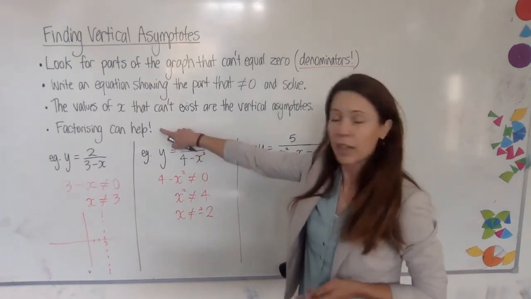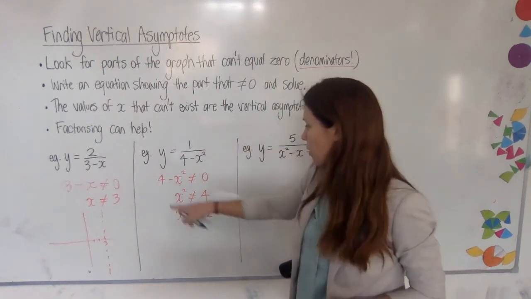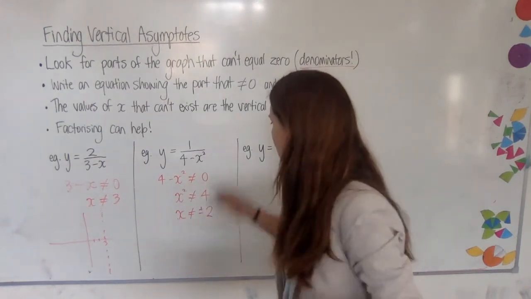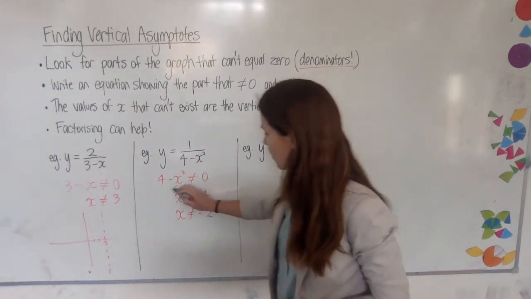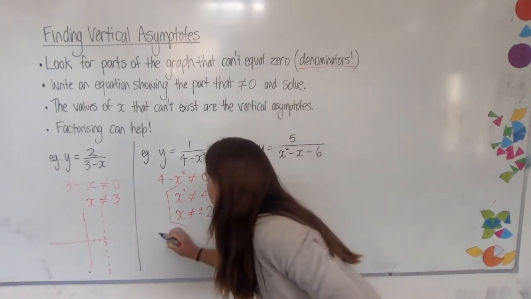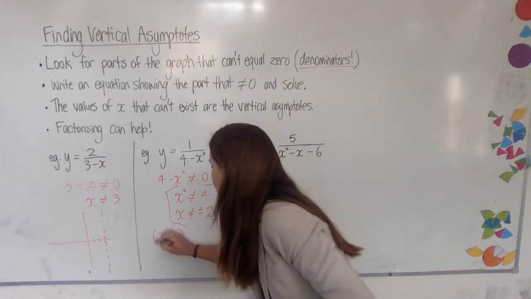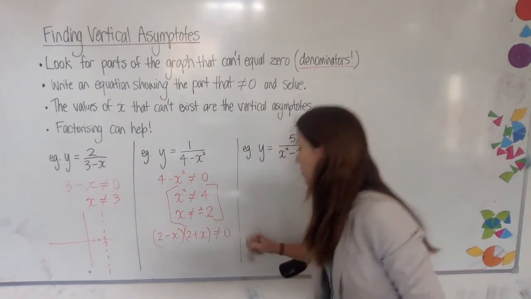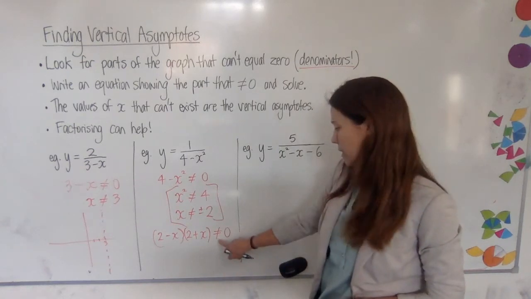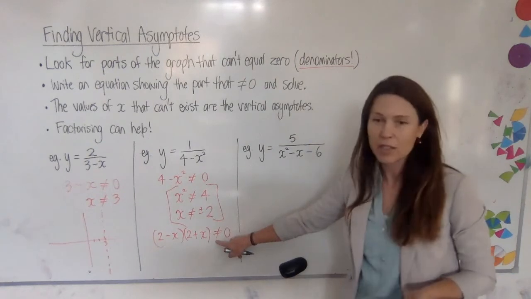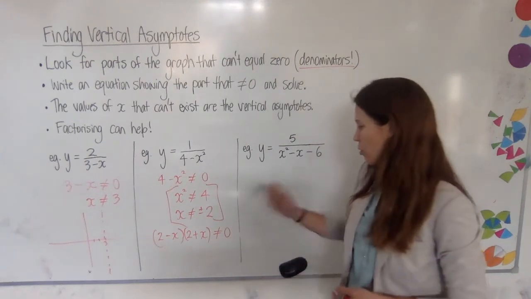Now, could factorising help us? It could. I can factorise this. It's the difference of 2 squares. So if I did that, then in this step here, instead of writing these bits, alternate working would be to say 2 minus x and 2 plus x can't equal 0. Now, we know how to solve this when it does equal 0. We'd say x must be 2 or minus 2. So here we're just saying x can't be 2 or minus 2.